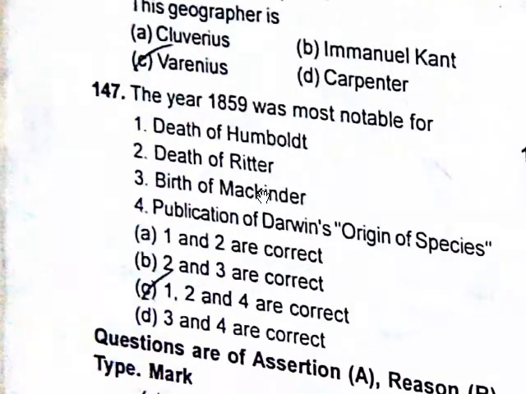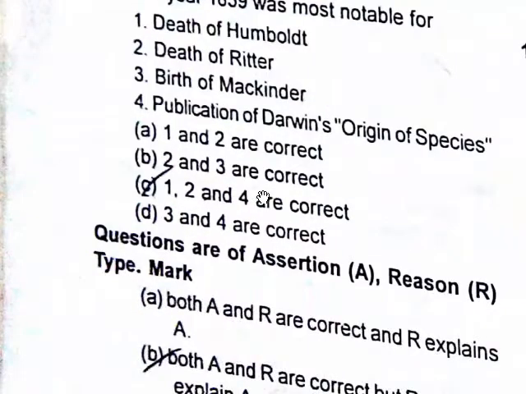Next, the year 1859 was most notable for death of Humboldt and death of Ritter and publication of Darwin's Origin of Species. So 1, 2 and 4 is correct. 3 is not correct, birth of Mackinder is not correct, but death of Ritter, death of Humboldt and publication of Darwin's Origin of Species.